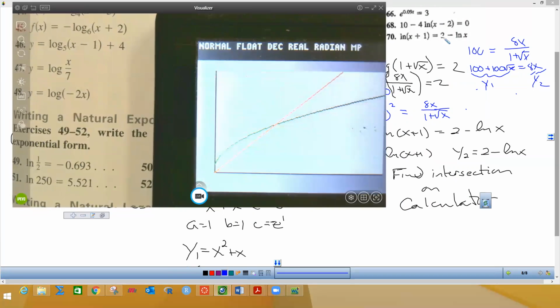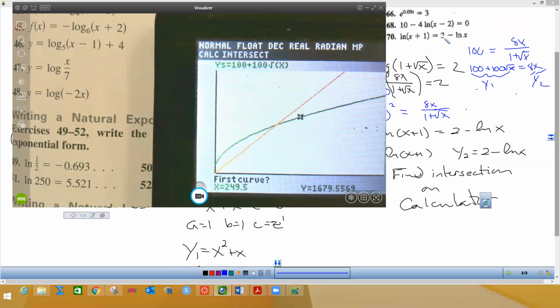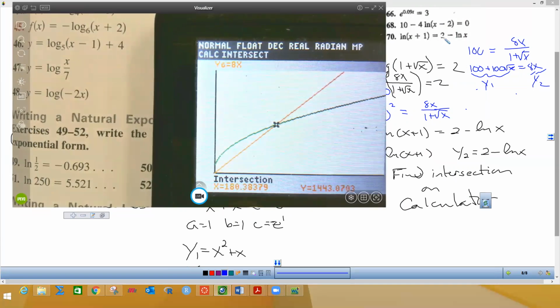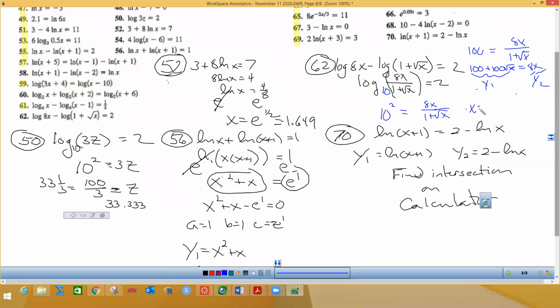So I'm going to hit second calc 5. I'm going to hit enter, enter, enter, and there's my number right there, 180.384. So X on this problem is 180.384. And then we got this last problem, which I'm also doing on my calculator.